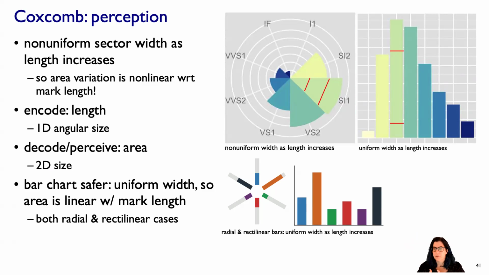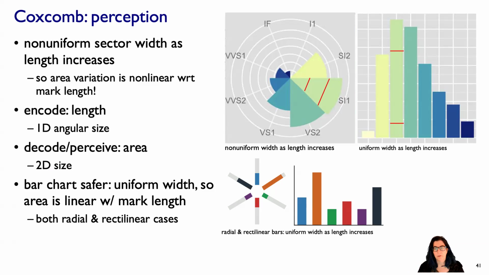So we have this tricky situation where, as visualization designers, what we have actually encoded, which is a 1D size, a 1D angular size, is a length. But what people are decoding, what they're tending to look at, this area, is not linear with what you encoded. So that 2D size, that area, is not linear with the 1D size of the length of that wedge. This is why bar charts are safer because of that uniform width. And that's not about whether it's rectilinear or radial, because that's possible to do in both cases. So the coxcomb chart does have the possibility to be quite perceptually misleading and thus confuse people.